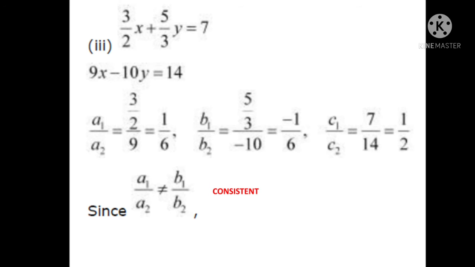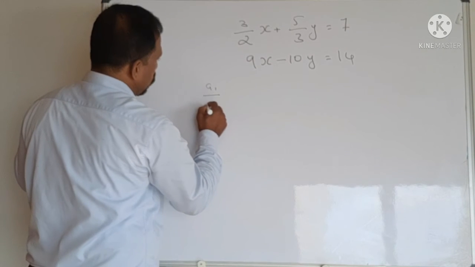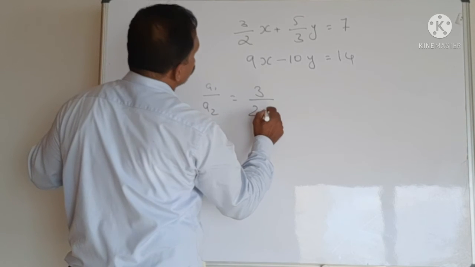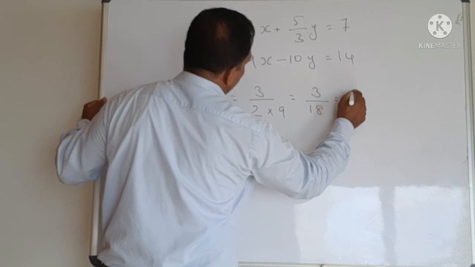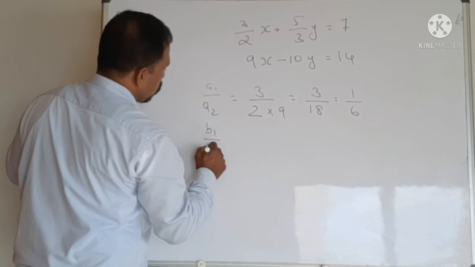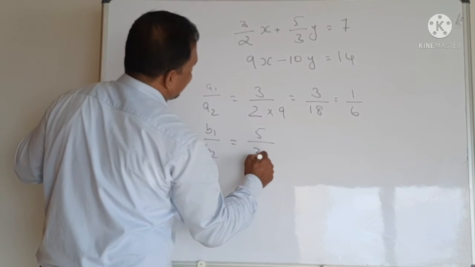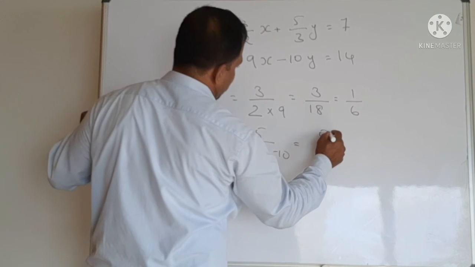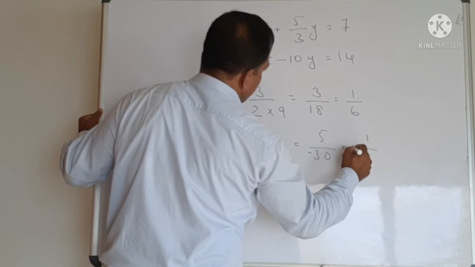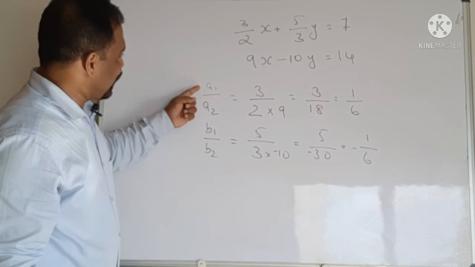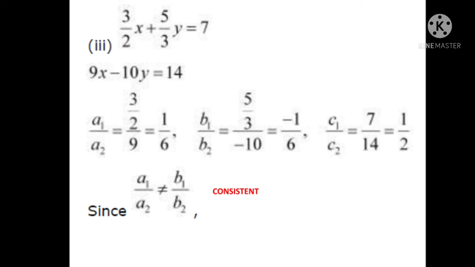Now let us do question number 3. 3 by 2 x plus 5 by 3 y is equal to 7 and 9x minus 10y is equal to 14. So what is A1 by A2? A1 by A2 is 3 by 2 by 9, that is 3 by 18, so 1 by 6. What is B1 by B2? It is 5 by 3 into minus 10, that is 5 by minus 30, that is 1 by minus 6. So from here itself we can make out A1 by A2 is not equal to B1 by B2. Therefore, they are consistent.